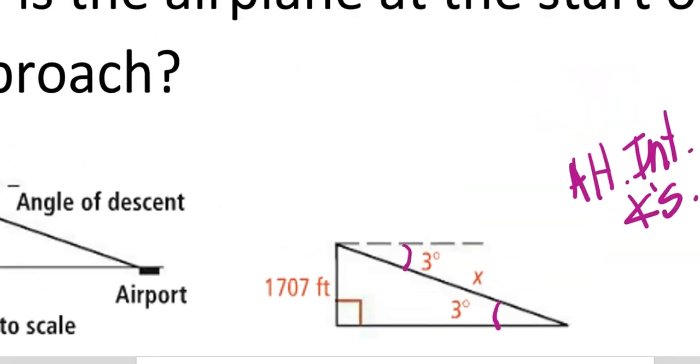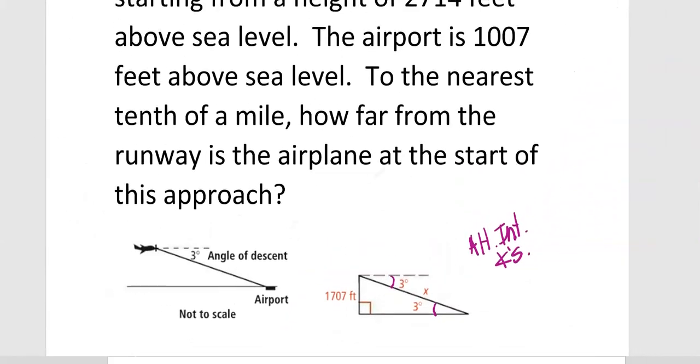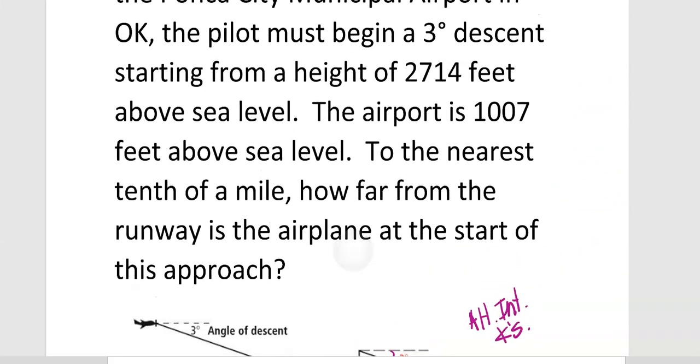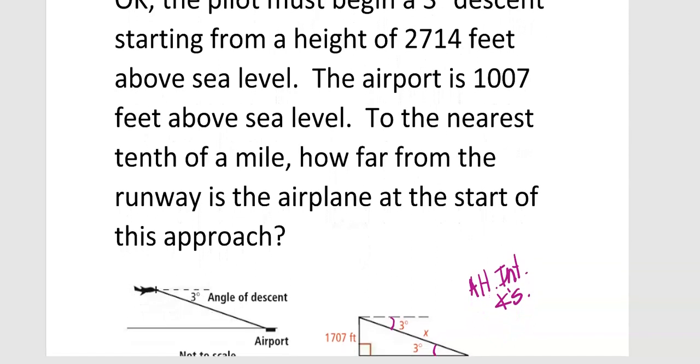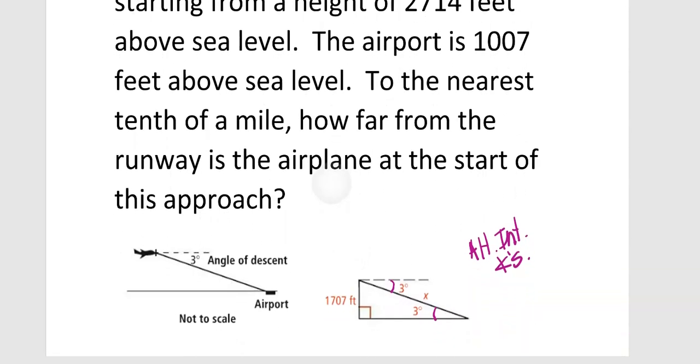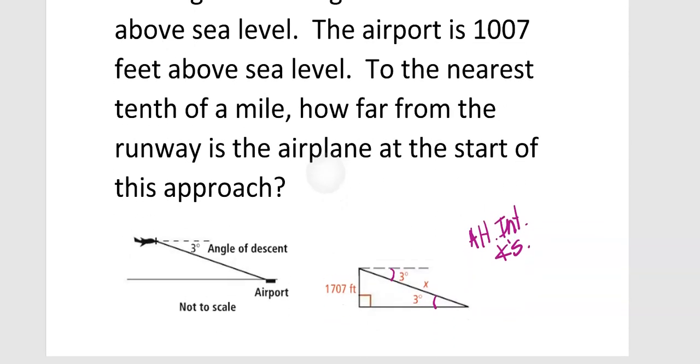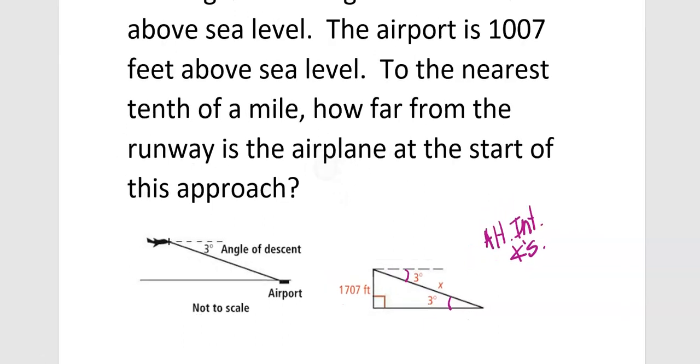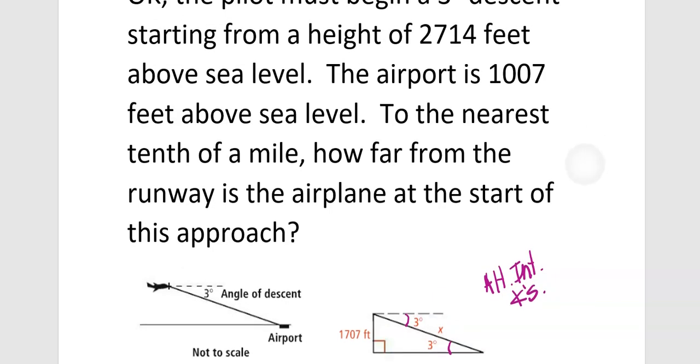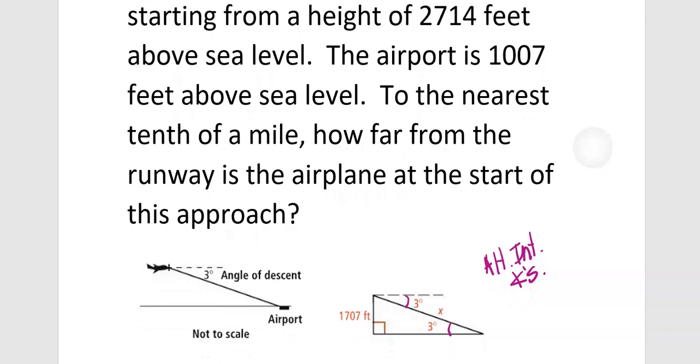So looking at this, and I didn't read the rest, let me tell you what it is. The height is 2,714 feet above sea level. The airport is 1,007 feet above sea level. And they have, to the nearest 1/10 of a mile, how far from the runway is the airplane at the start of the approach? So starting from a height of 2,714, the airport is 1,007.